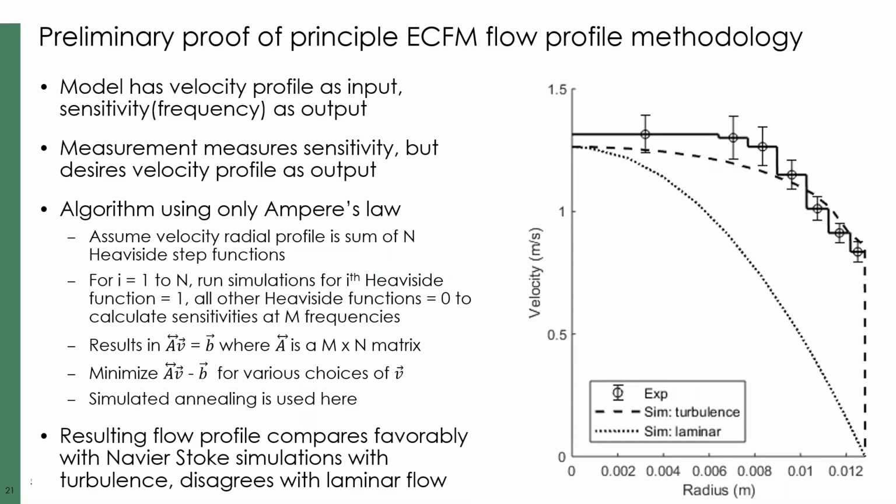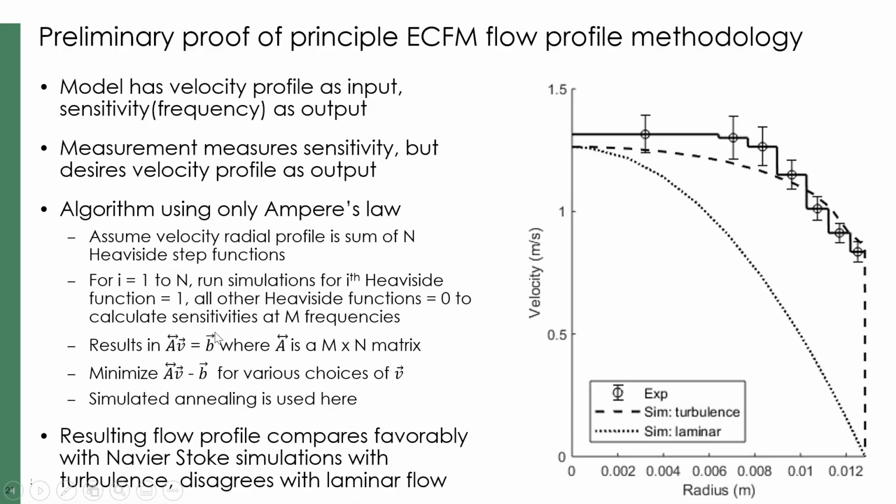The model has flow profiles input, the sensitivity as a function of frequency is output. The measurement is exactly the opposite. So this is a very standard inverse problem. So one way to do this is shown in this algorithm here using the Ampere's law calculation only. You make some assumption on the flow profile. In this case, we assume it's the sum of n Heaviside functions, and then you use COMSOL to run these simulations for each of these.